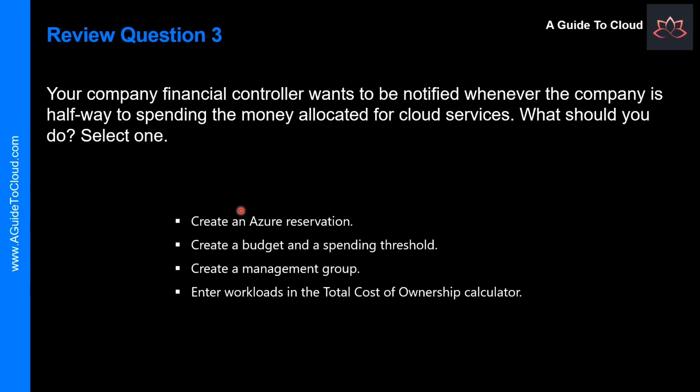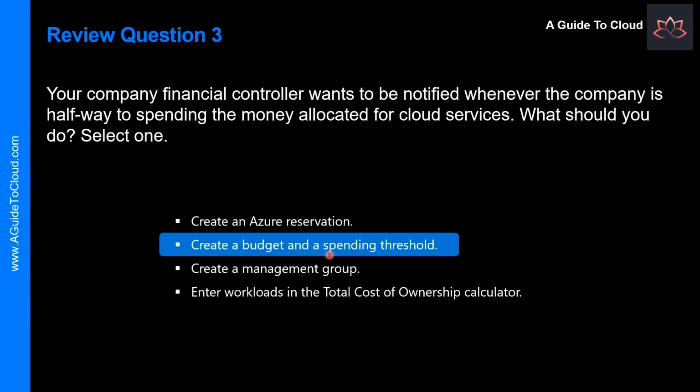So is it by creating an Azure subscription? Is it by creating an Azure reservation? Definitely not. Reservation is an ability to reserve a compute in Azure to save cost on this workload. Is it to create a management group? Management group is created to manage multiple subscriptions at once. Is it entering workload in the total cost of ownership calculator? It's absolutely ridiculous. So these 3 are not the right answer. So the correct answer is create a budget and a spending threshold.